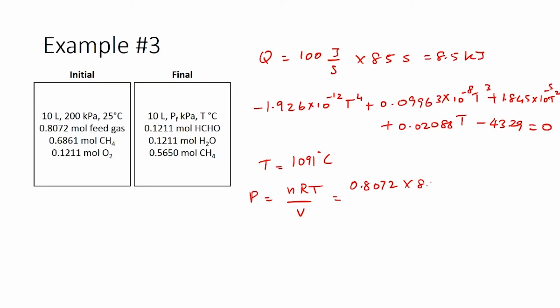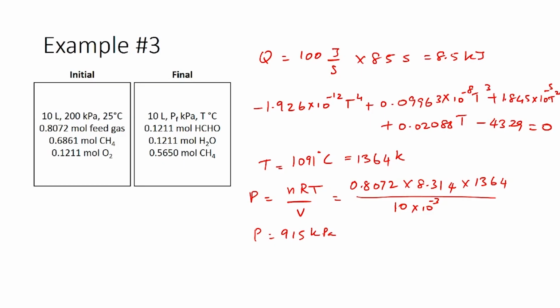R is 8.314 and you have temperature as 1364 Kelvin. So, we have 1091 degrees Celsius, which is equal to 1364 Kelvin. This is divided by the volume, which is 10 liters, or 10 times 10 power minus 3 meter cube. So, you are left with a pressure of 915 kilopascals. This is below the threshold given for the problem, so the pressure vessel should be able to handle this pressure.